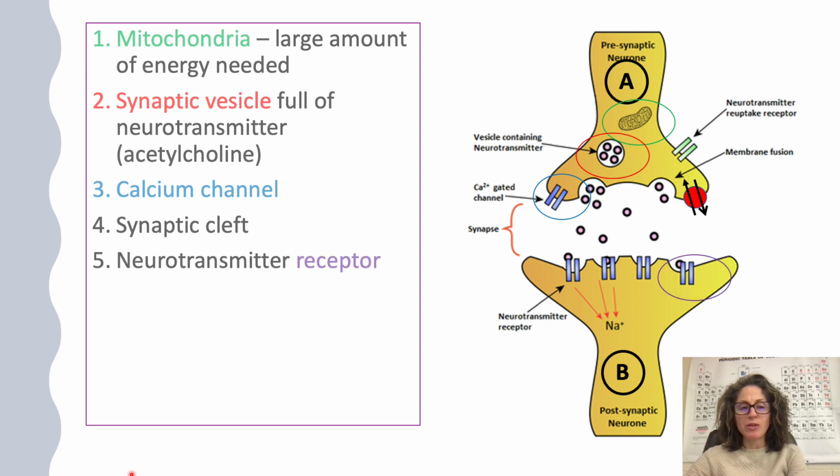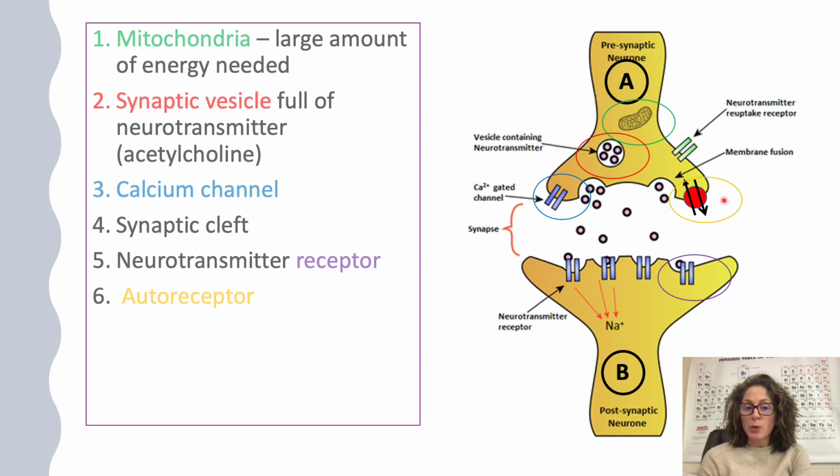Then we have what's called a neurotransmitter receptor. A receptor is going to be taking or binding the neurotransmitter that was released. I've circled this one, but it could be any one of these here. It's labeled neurotransmitter receptor. It's going to be binding the neurotransmitter acetylcholine that was released by this neuron. It'll bind to this receptor on this neuron.